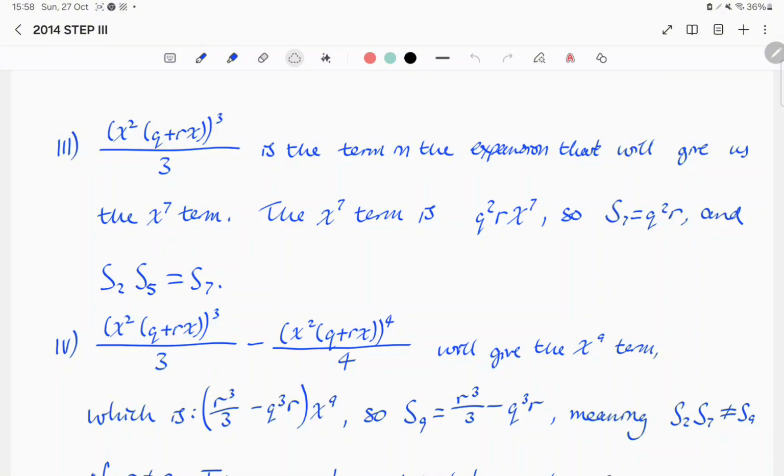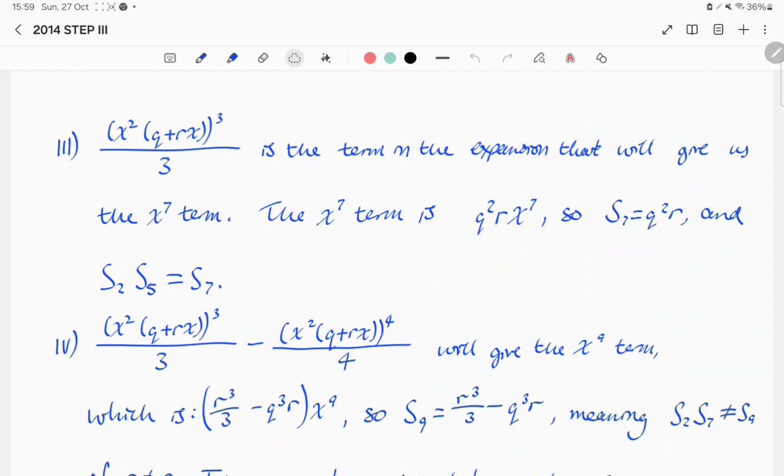Now let's move on to part 3. Here we'll notice that (x squared (q plus rx)) all to the 3 over 3 is the term in the expansion that will give us the x to the 7 term. The x to the 7 term is q squared r x to the 7, and so S7 is equal to q squared r, and S2 S5 is therefore equal to S7.